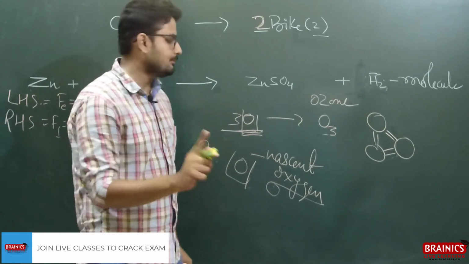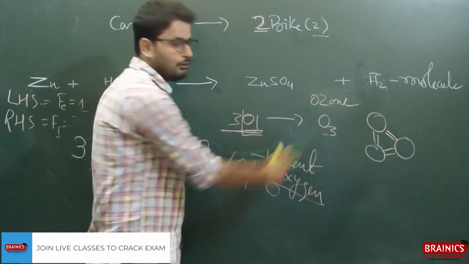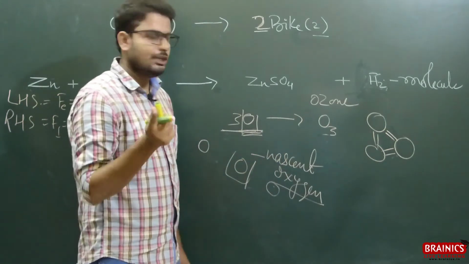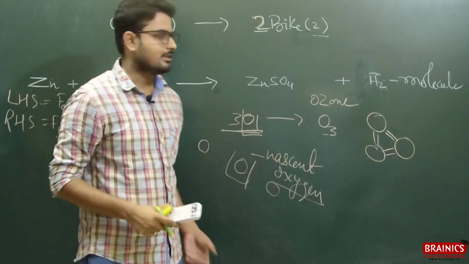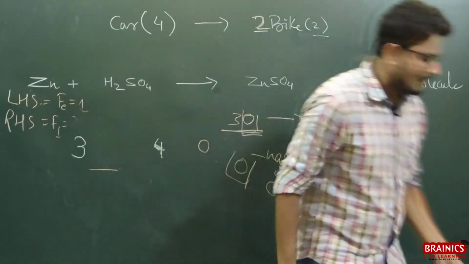You can put the number before the symbol. You can use the number as a prefix, but you cannot write below any element. So in this lecture we have learned about the balancing of equations.